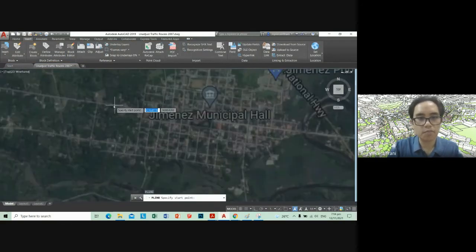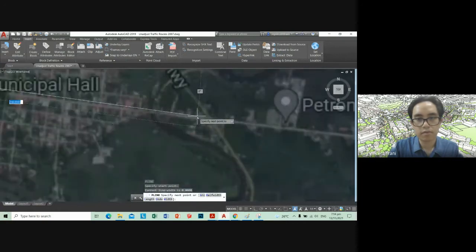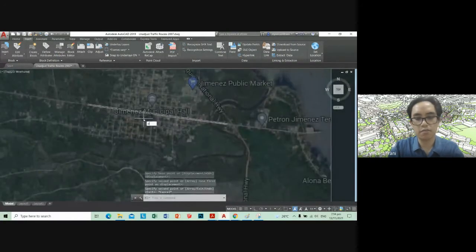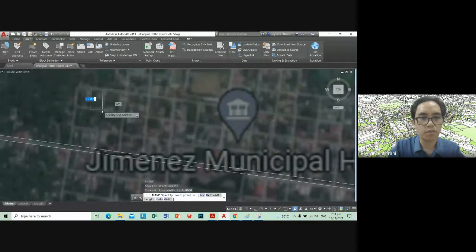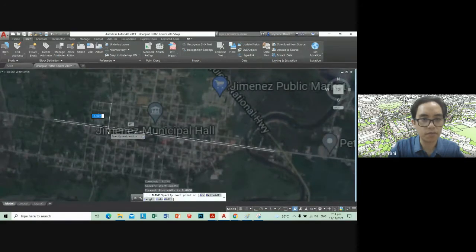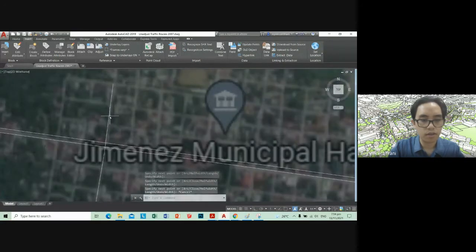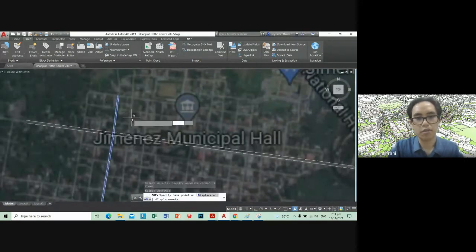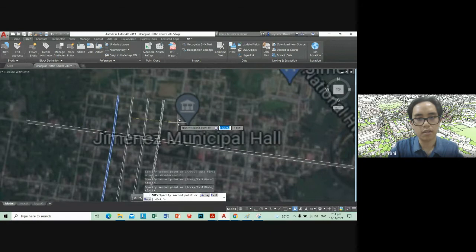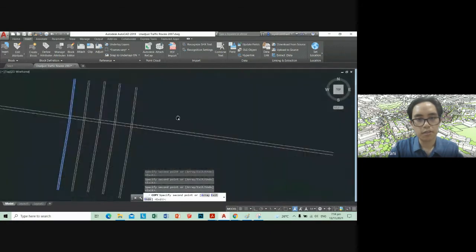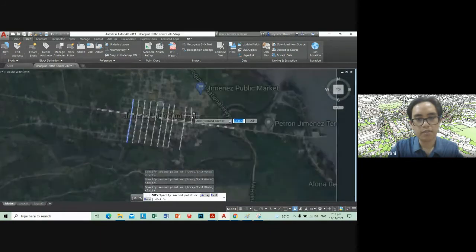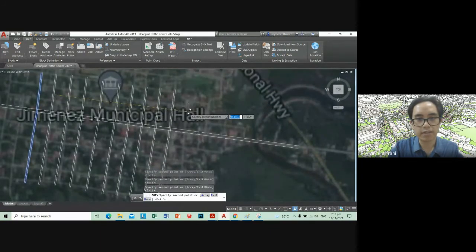So maybe just a simple one like this. It's like an estimate, it doesn't have to be super perfect, just so that you can see the different roads and the pattern of development. So maybe something like that, and then copying that over and over again. Interestingly, I just noticed for Jimenez, there's a very well-preserved grid pattern.